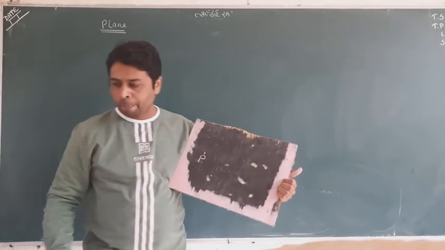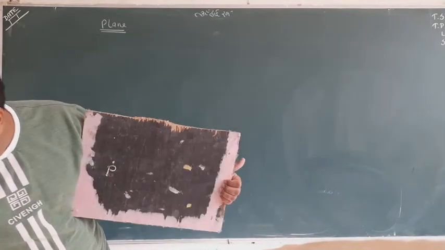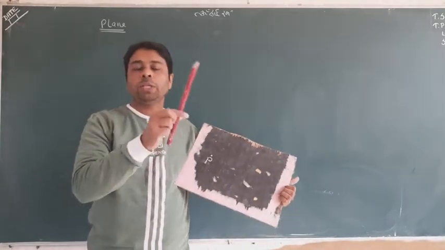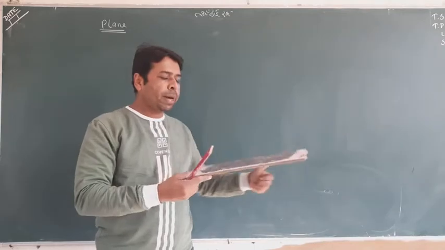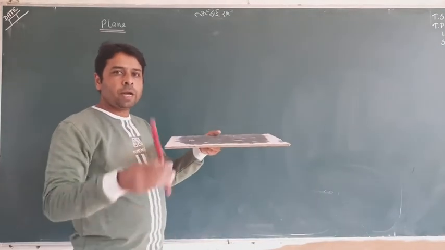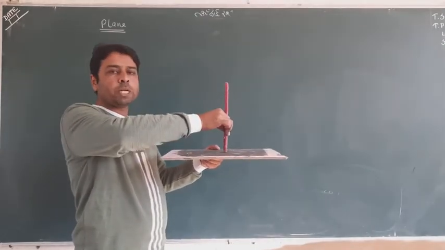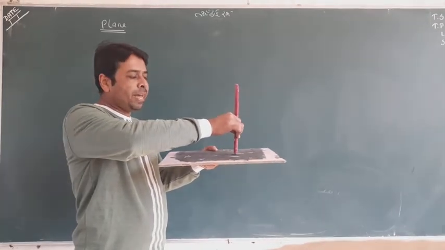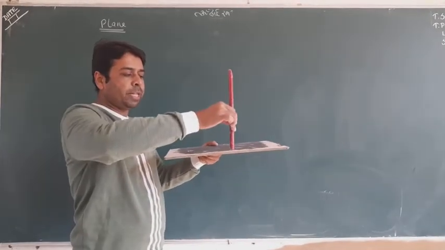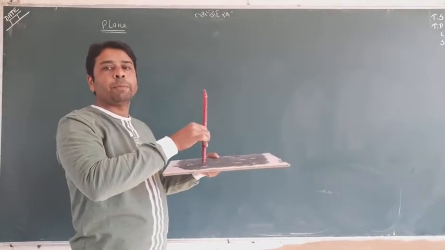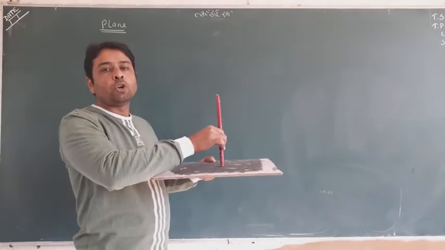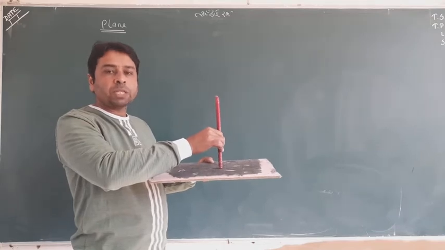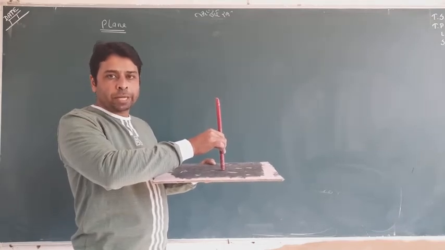This is the plane. The important thing is, can you see this line, and can you imagine that this is a plane and this particular line, which is perpendicular to the plane, may be anywhere on the plane, it works the same. This is called the normal of the plane.